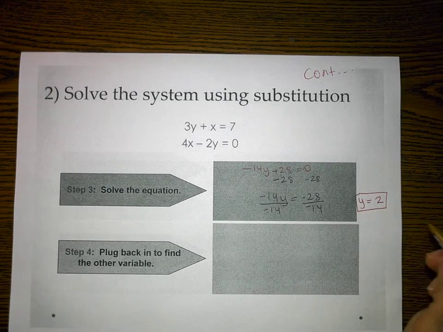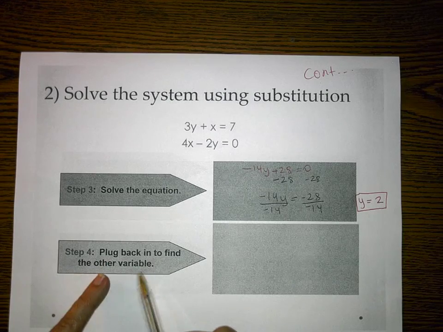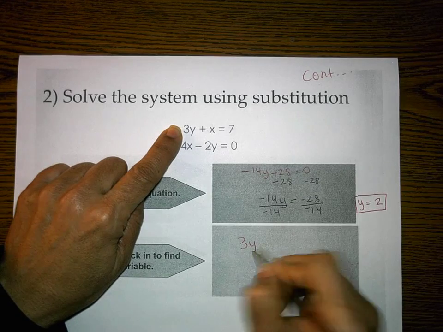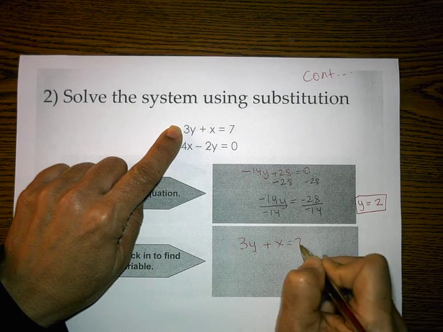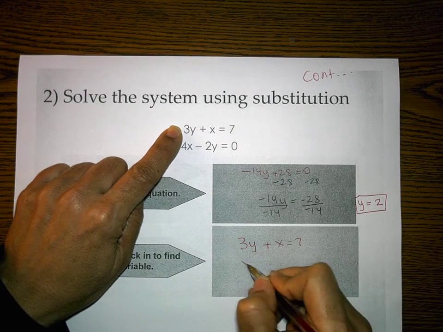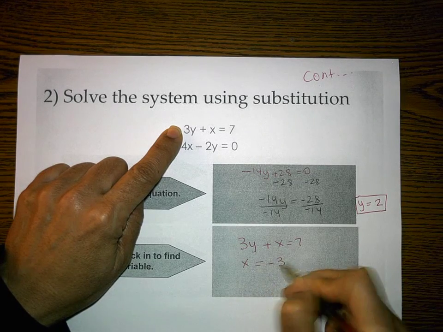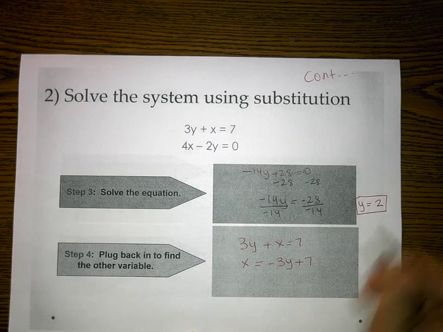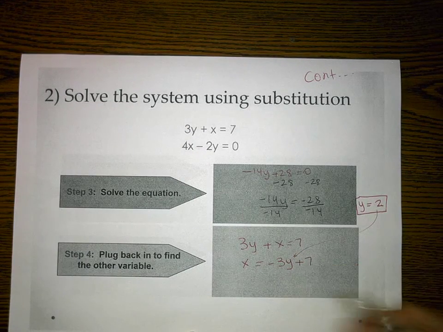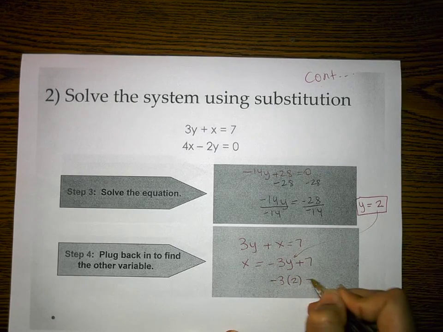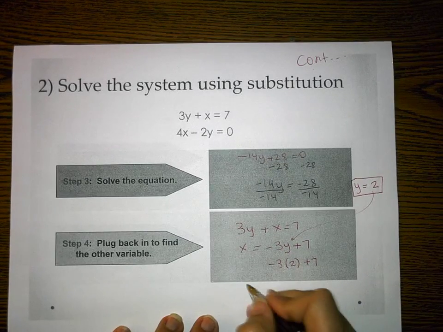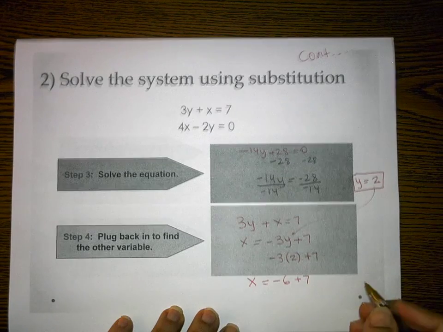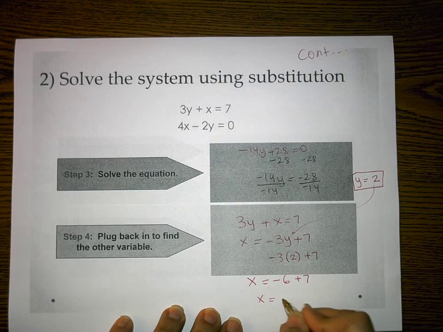Now that I know that y equals 2, plug it in to find the other variable. Okay? Go back to your equation. Used to be 3y plus x equals 7. But remember, we isolated and we got x equals negative 3y plus 7. Now I just need to plug y equals 2 back in here. So x equals negative 3 times 2, which is negative 6, plus 7. Negative 6 plus 7 means that x equals 1.